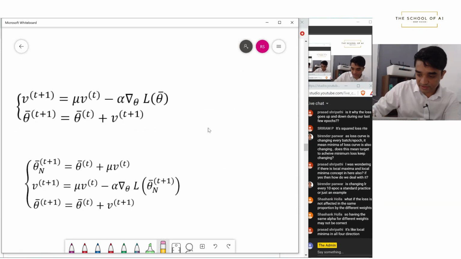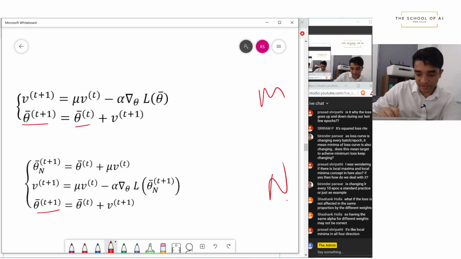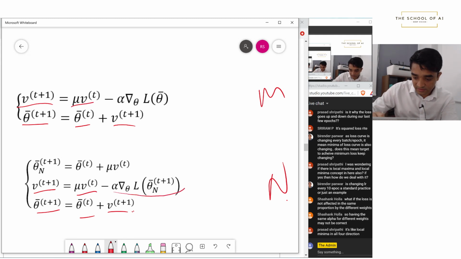Okay, let's see. This is Nesterov, and this is normal momentum. This is Nesterov with momentum. Theta t plus 1, theta t, theta t plus v t plus 1, perfectly fine. What are these? These are the momentum terms which we are adding. v t plus 1, perfectly fine. Mu v t, perfectly fine. Let's see that. This is alpha, gradient of L of theta.